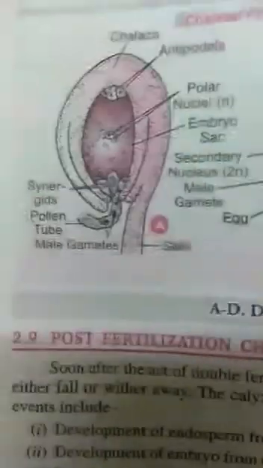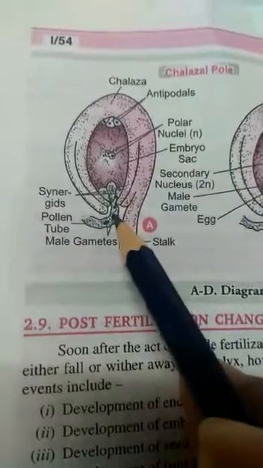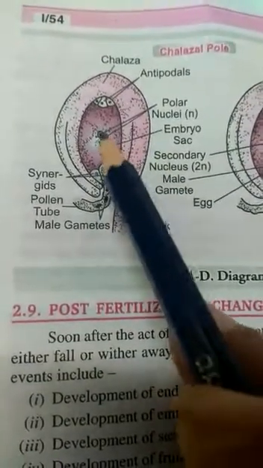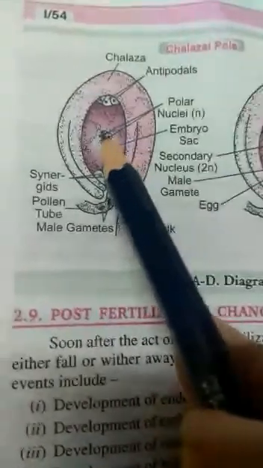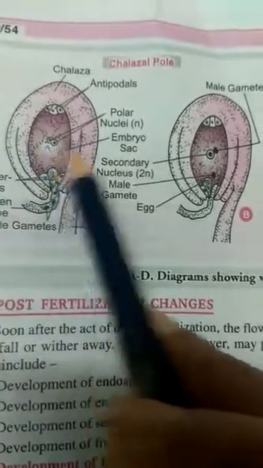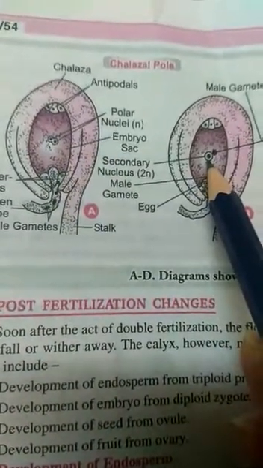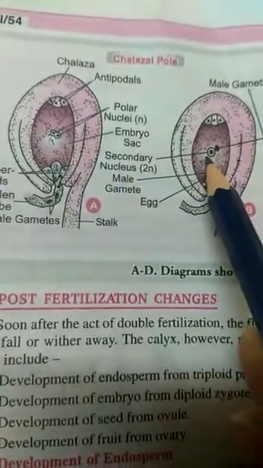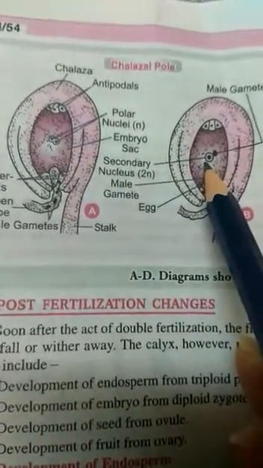Clear? Now come to the second male gamete. This second male gamete fuses with the polar nuclei. You can see two nuclei here. The nuclei of the polar nuclei fuse to form a diploid structure known as secondary nucleus. So this is a secondary nucleus, diploid structure.